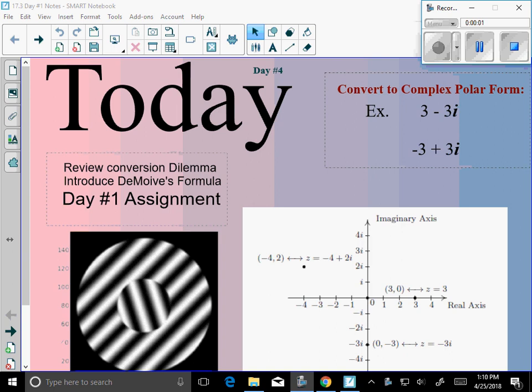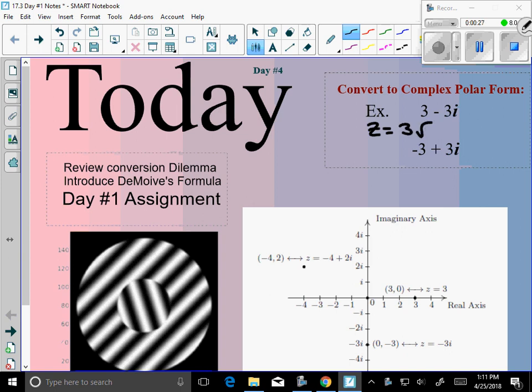All right, everyone, here we are at 17.3, day number 1 notes. You can see up here in the top right portion of my slide that I have a couple of convert to complex polar form problems. I'm going to see if you can think of this as swiftly as I can. I see a 45, 45, 90 triangle, do you? Right 3, down 3? I see a modulus of 3 root 2. I see an angle in the 4th quadrant at negative pi over 4.